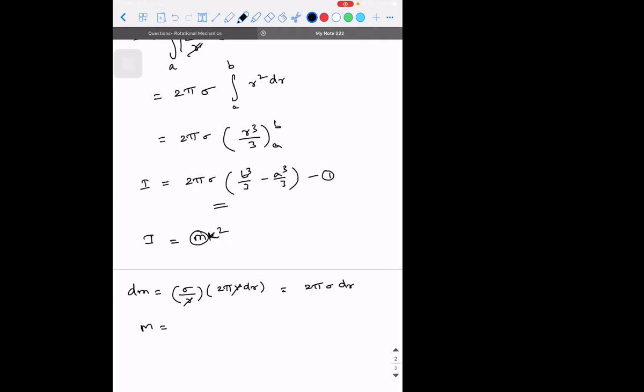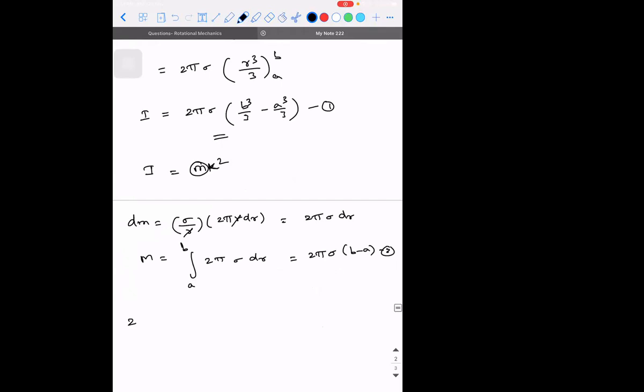So what is going to be the total mass? Integral of 2 pi sigma dr from where to where? A to B, that's right. So it is 2 pi sigma into integral of dr from a to b, which is nothing but b minus a. So from 1 and 2, can I write 2 pi sigma into b cube minus a cube, the whole divided by 3, is equal to 2 pi sigma into b minus a.